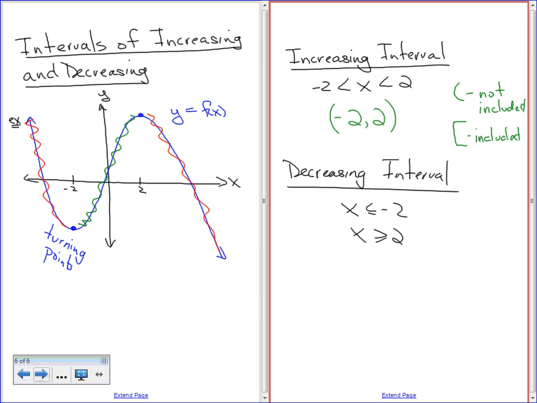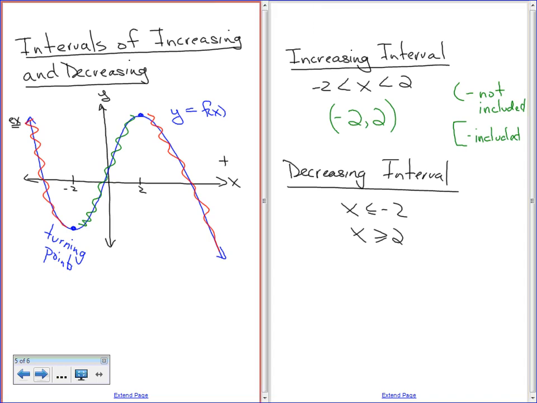When a function is heading up to the right, or when you're going to the right on any graph, you're heading towards positive infinity. When you're heading to the left, you're heading towards negative infinity. When you're heading upwards, it's positive infinity. When you're heading downwards, it's negative infinity.